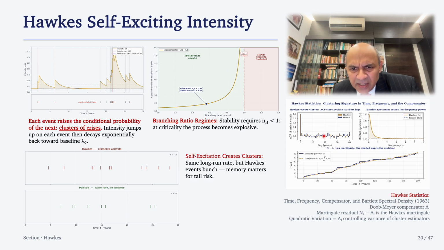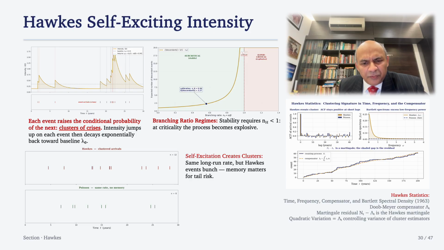And then on the right, these are the Hawkes statistics. We are comparing Hawkes versus Poisson. And you see the Bartlett spectrum falling very fast in terms of the excess low frequency power. So the dashed line is the Poisson flat line, and you can see how the Bartlett spectrum falls very fast in the case of Hawkes. Now, the Hawkes statistics here show that it is actually pretty well aligned with the counting process.